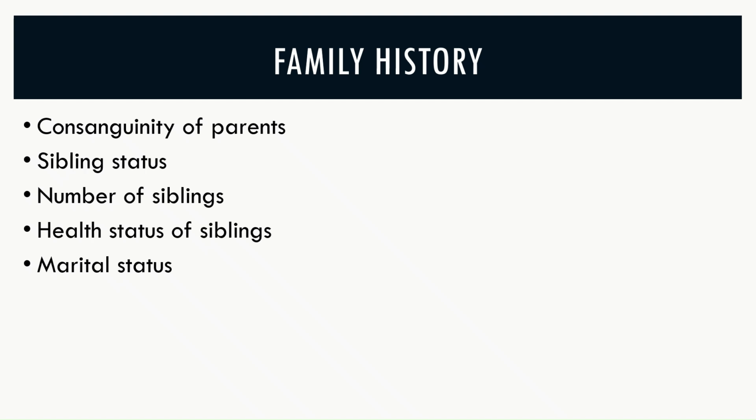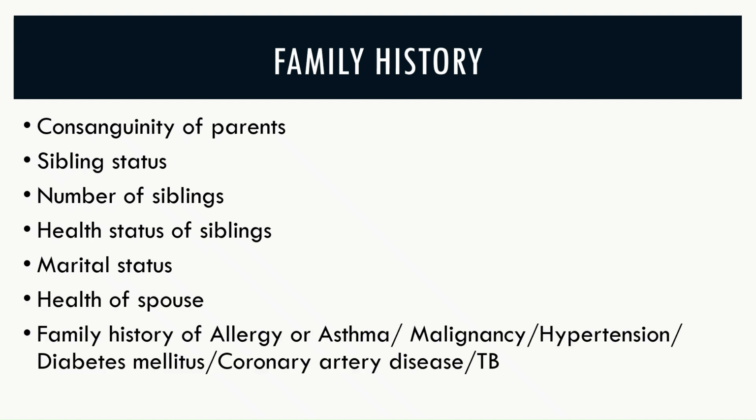And detailed family history of disease is very important. This includes allergy or asthma, malignancy, hypertension, diabetes mellitus, coronary artery disease or ischemic heart disease, and tuberculosis. Such information may indicate genetic predisposition or shared environmental exposure.